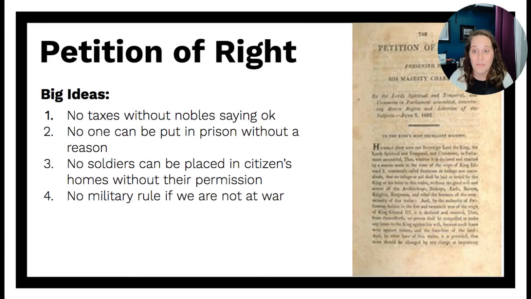Our second document is the Petition of Right. And the Petition of Right has several big ideas that you need to make sure that you get down in your notes. The first is the idea that there are going to be no taxes without the nobles saying that it's okay. So again, the king was trying to tax too heavily. Number 2, no one can be put in prison without a reason, not just because the king doesn't like them. They have to have actually broken a law. Number 3, no soldiers can be placed in citizens' homes without their permission. And number 4, no military rule if we are not at war. So basically, the king can't just use the military willy-nilly to do what he wants at home. The military is specifically to go to war.